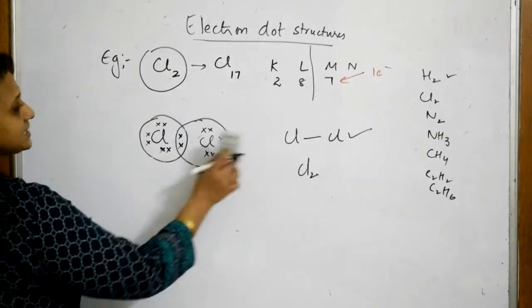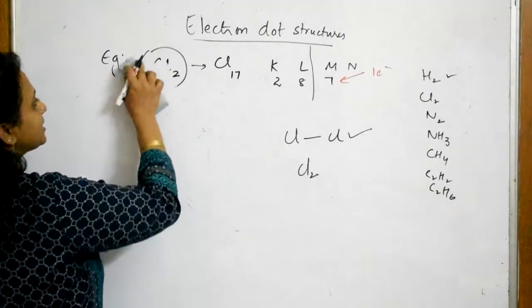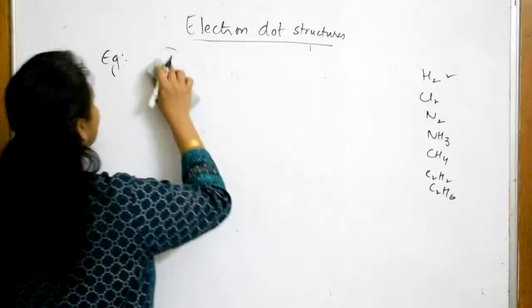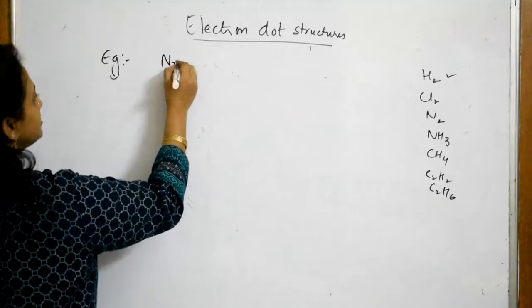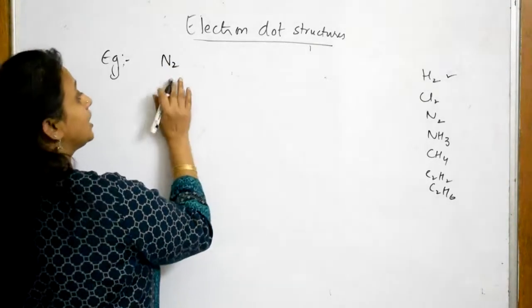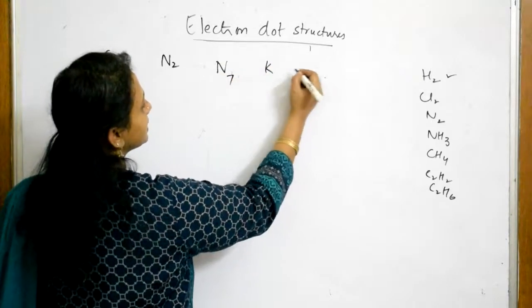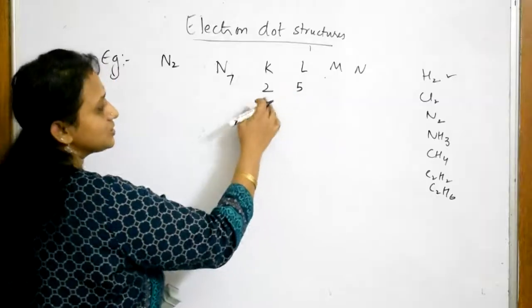So let us come and take the third example, that is nitrogen. Right. So here in nitrogen, again same story. What should you do? You need to write the atomic number. So let us write the atomic number. Nitrogen atomic number is 7. How many are there? 2 nitrogens. So nitrogen 7, K, L, M, N: 2 and 5. 5 plus 2 is 7.